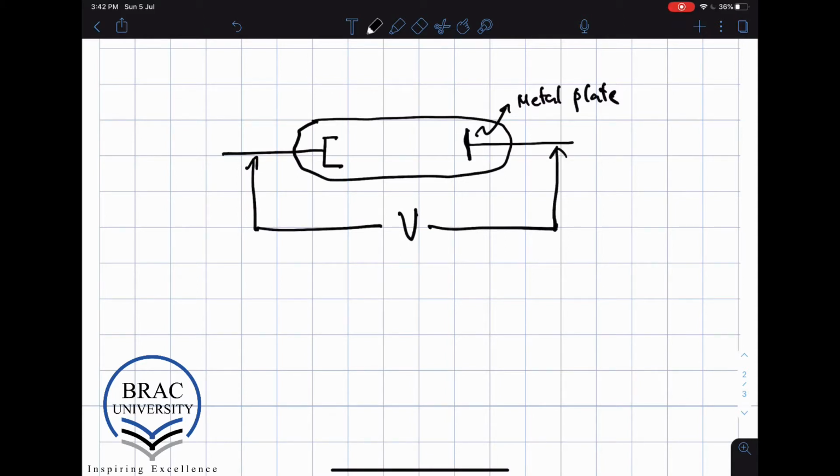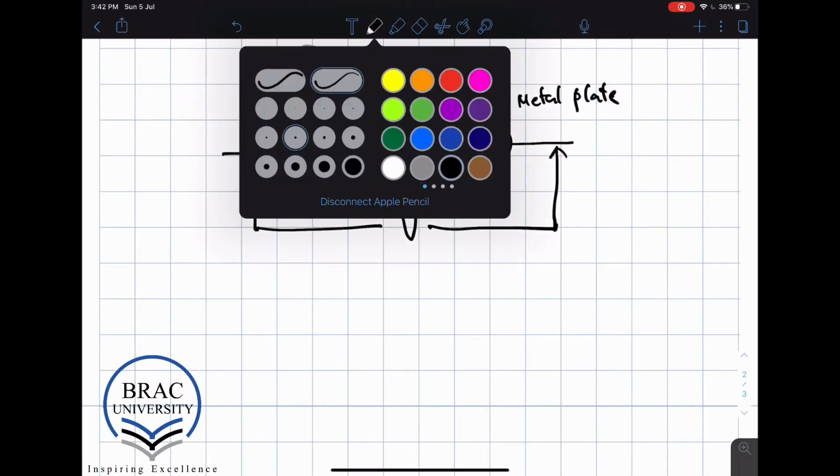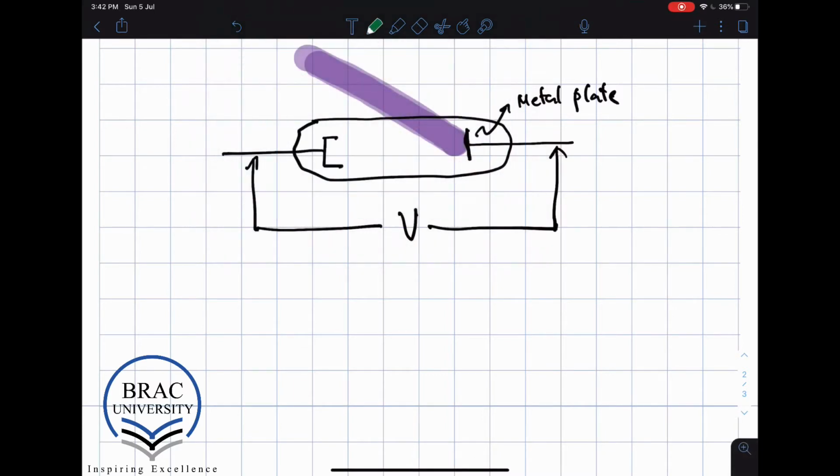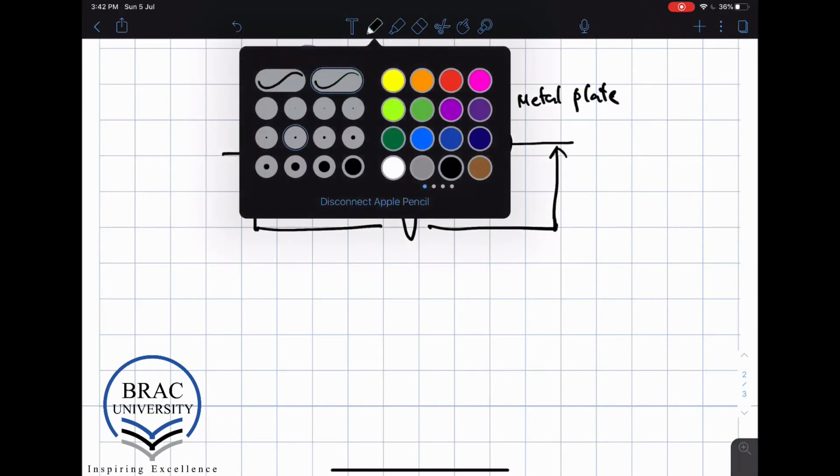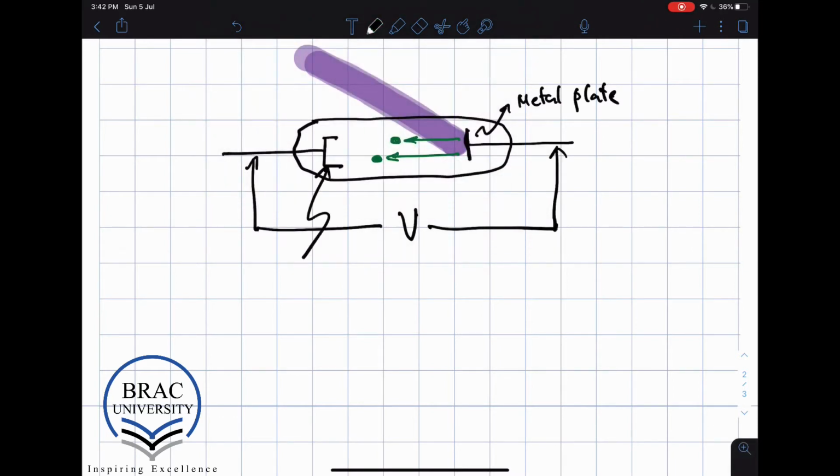and then we apply ultraviolet light on this metal plate, and as a result we get electrons emitted from this metal plate, and if these electrons reach the collector, then we get a current in our circuit.